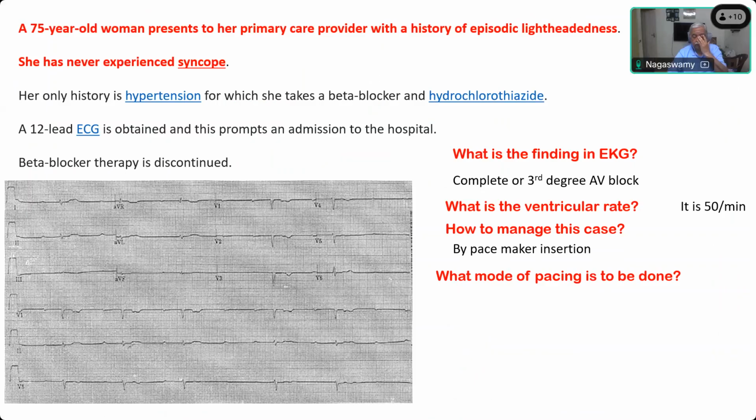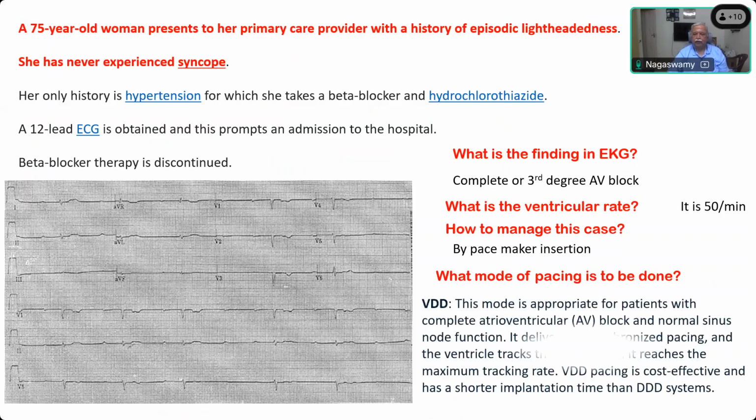All of you know the terminologies that are used in pacemakers. Chamber paced, chamber sensed, chamber response. These three are given letters. So VDD: this mode is appropriate for the patient with complete atrioventricular block and normal sinus node function, because you have a P wave here, which means the sinus node is okay. So AV synchronized pacing, with the ventricular lead tracking the atrium until it reaches the maximum tracking rate. VDD pacing is cost effective and also has a shorter implantation time than DDD systems.